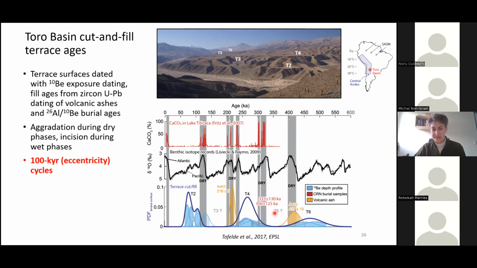Okay, supporting that cyclicity is the fact that the ashes, representing a time of aggradation, occurred during the dry phases. And even though these two burial ages had very big uncertainties, the central ages are also corresponding to a dry climate phase. So just like in Mitch's alluvial fans, it seems like there's aggradation during dry climate phases and incision during wet phases. Here, however, we're only seeing 100,000-year cycles.